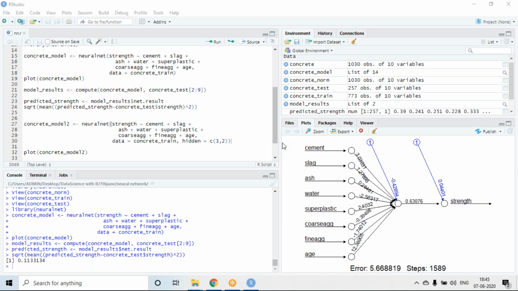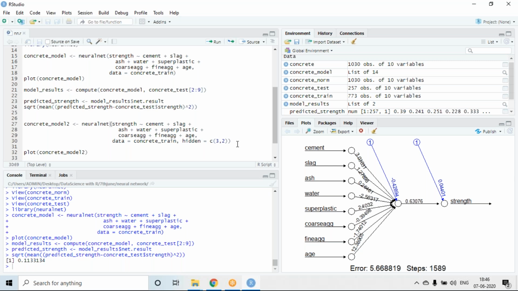So there are 2 layers. The first layer will have 3 nodes. 3,2 means that there are 2 layers. The first layer has 3 nodes and the second layer has 2 nodes. That is the meaning of the nomenclature. Now why did I choose 3,2? No reason. You have to try and test.